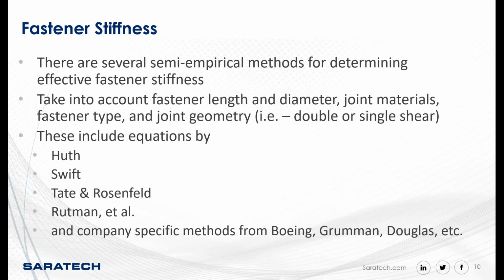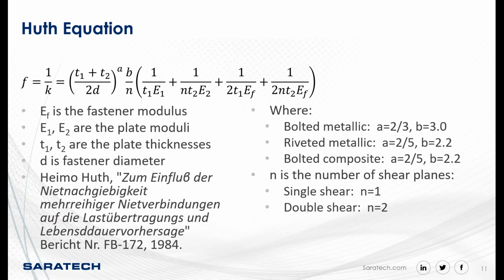And in reality, there doesn't seem to be any sort of unanimous consent, at least amongst Saratech customers, as to what the best method is. So we see pretty much all sorts of methods. Huth is probably the simplest, and Ruttman's actually fairly complicated. It involves multiple element types, trying to capture all of those separate effects that we talked about for fastener stiffness. So I'm not trying to endorse any one or the other, but I am going to show you an example using Huth just because it is simple and common.